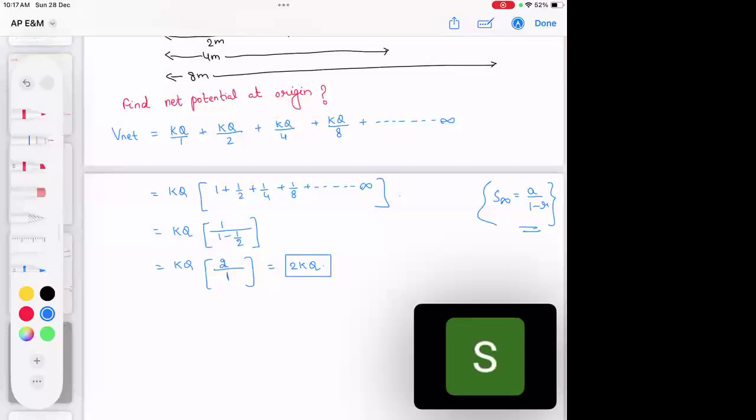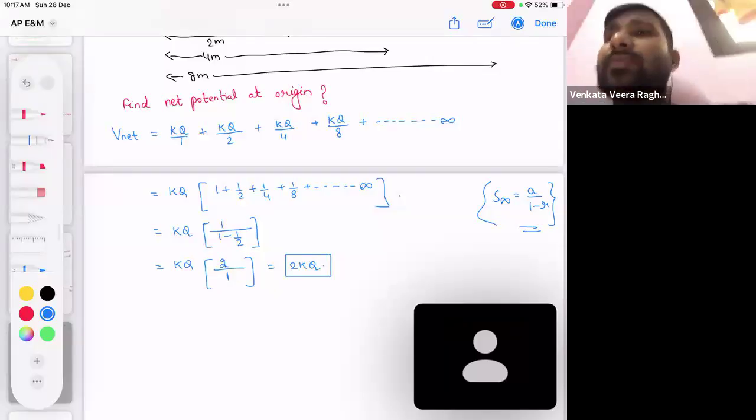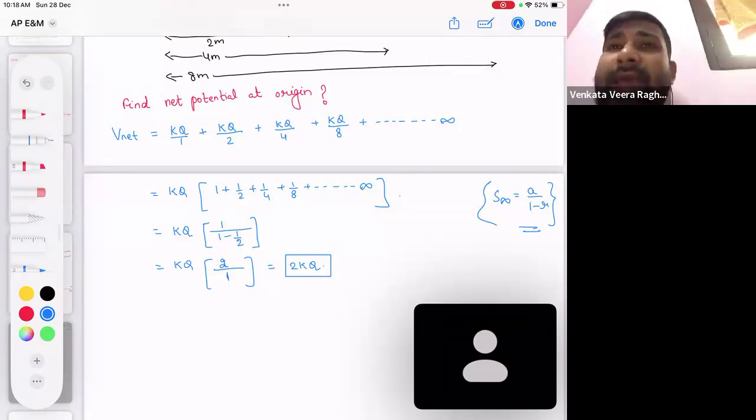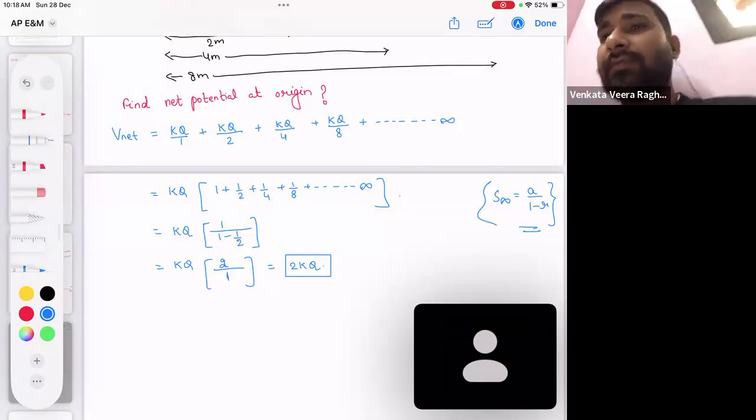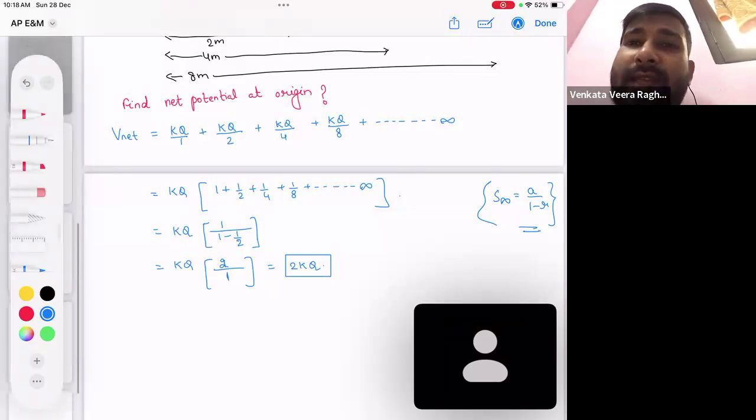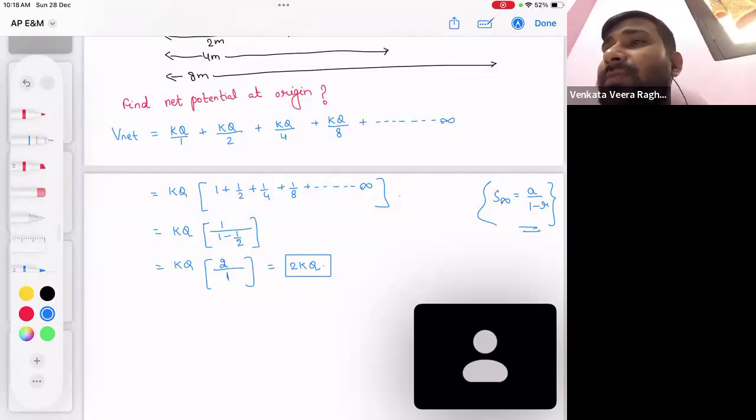So here, whenever we have multiple charges, our approach is to calculate the potential due to each of the charges, and then just add them like numbers. Now why? Because potential is a scalar quantity, so it will not have any direction. So the net potential at any point is the sum of all the potentials created by the other charges in the surroundings. Understood?